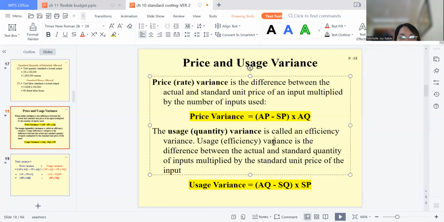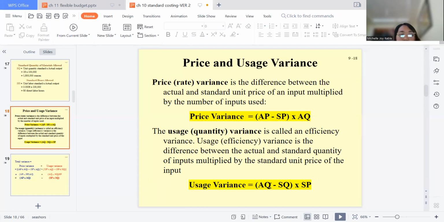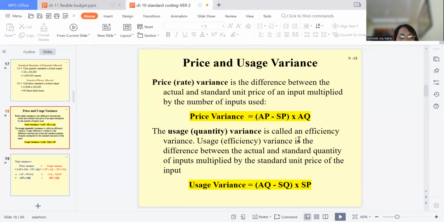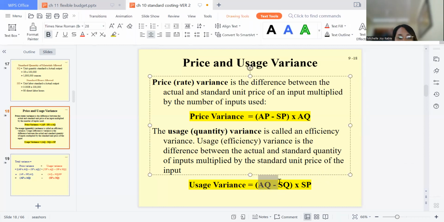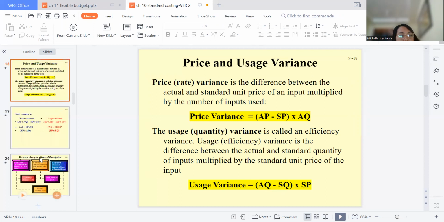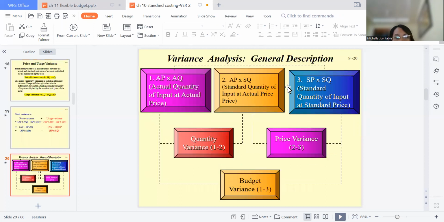So usage efficiency variance is the difference between the actual and standard quantity of inputs times the standard price of the input. So ginamit natin dito, class, yung standard price, okay? And then the difference, ayan, so actual quantity less standard quantity.